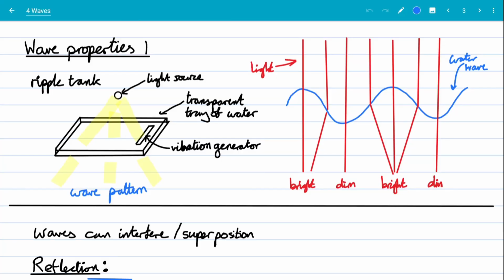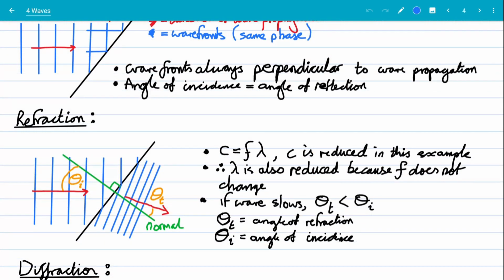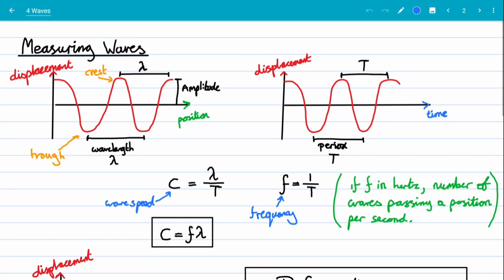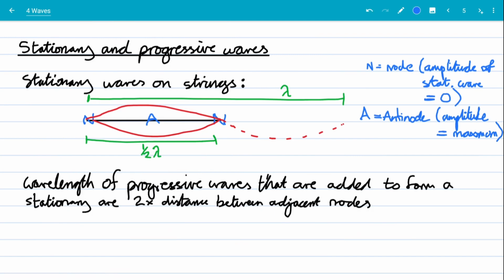Let's just go back a few pages of notes to have a look at some basic wave properties. Maybe it was in the next one after that, where no, it wasn't. Where was these basic measuring waves? That was it. It was under measuring waves. We had the displacement on these graphs changing, but the amplitude was always the maximum displacement. These are progressive waves. We're now looking at stationary waves, and for stationary waves, the amplitude is different along the stationary wave.